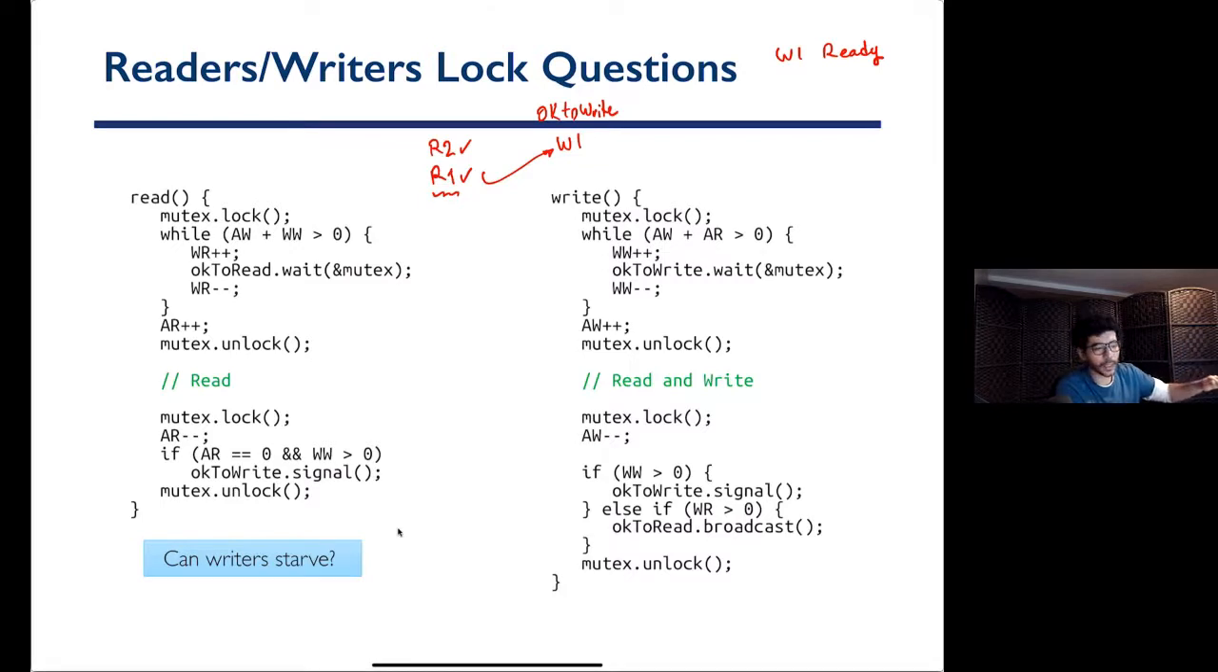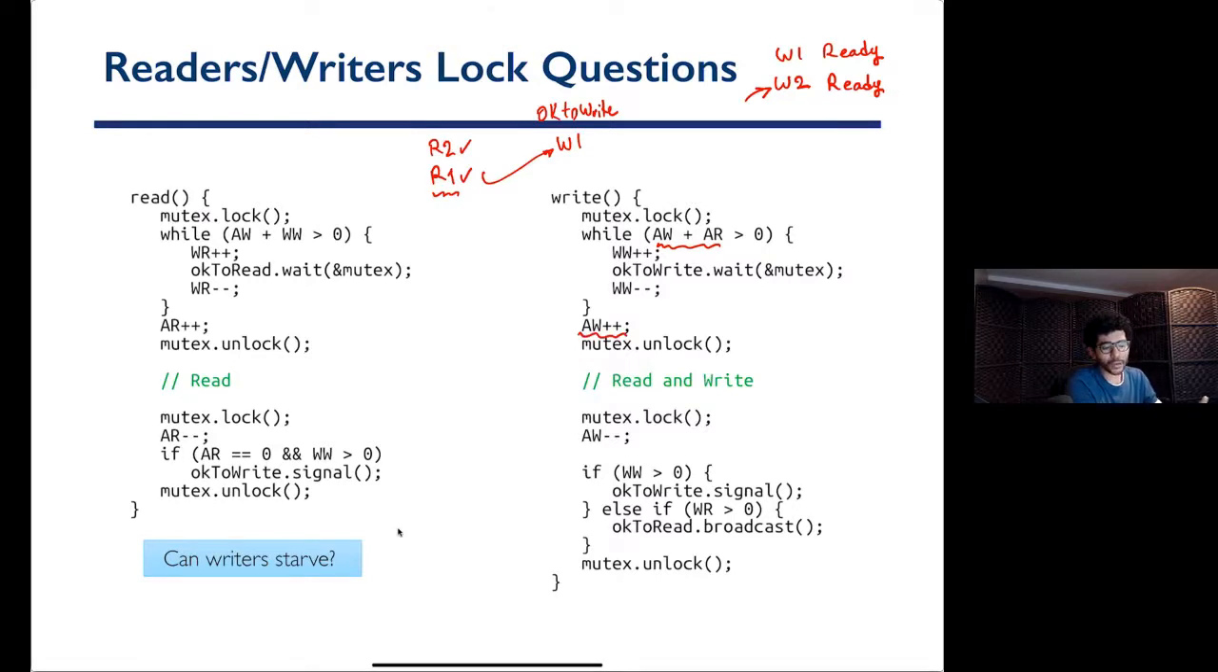Right after R1 is done, let's say W2 comes in. So now W2 comes in. This is a new thread. It hasn't yet run, so it also becomes ready. So now on the ready queue, I have W1 and W2. And let's say the scheduler picks W2. It's possible because the scheduler can schedule W2. Now W2 starts running. It goes and checks there is no active writer or active reader. So it becomes the active writer.